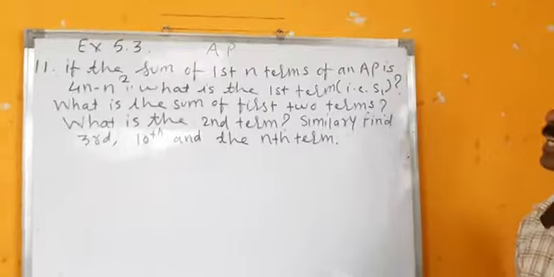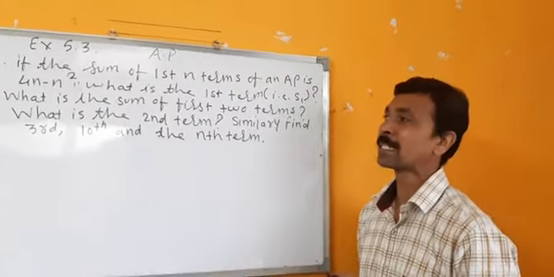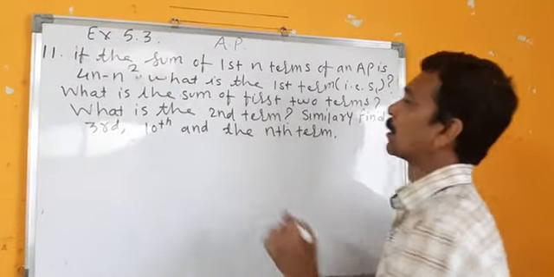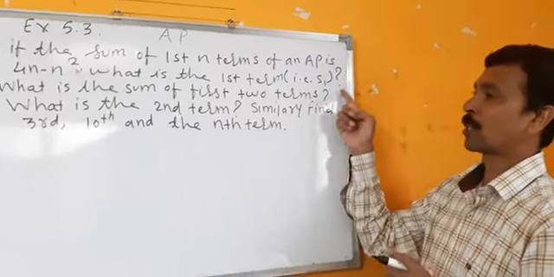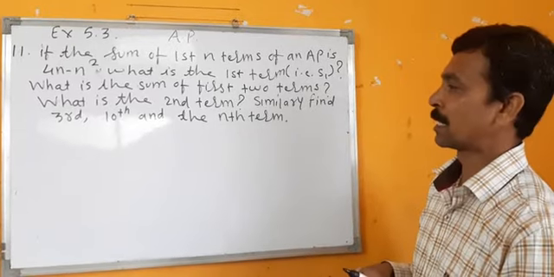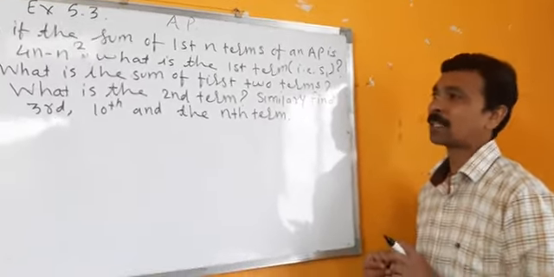If the sum of first n terms of an AP is 4n minus n square, what is the first term? Here the first term is S1. What is the sum of the first two terms? What is the second term? Similarly, find the third, 10th and the nth term.